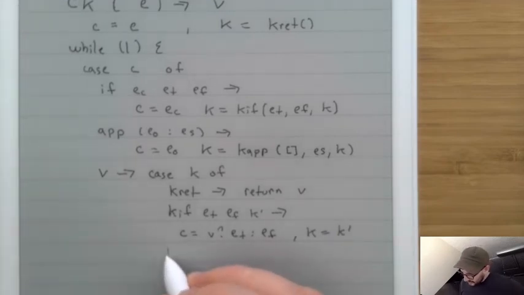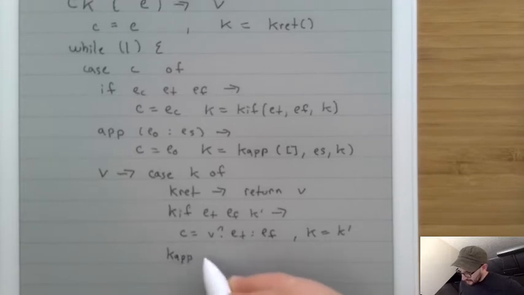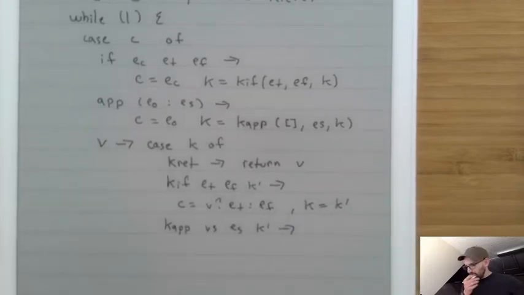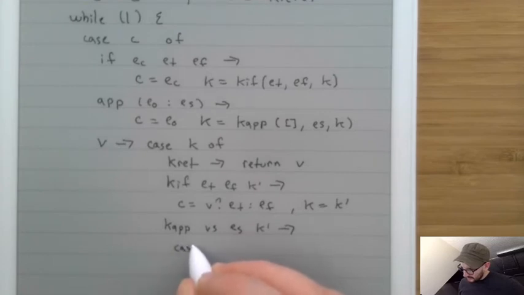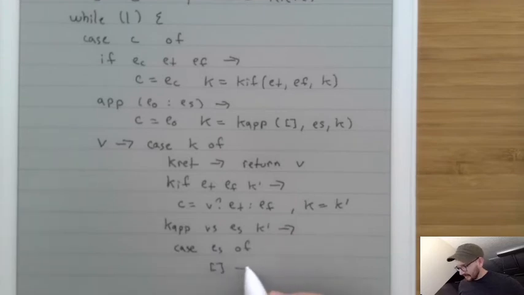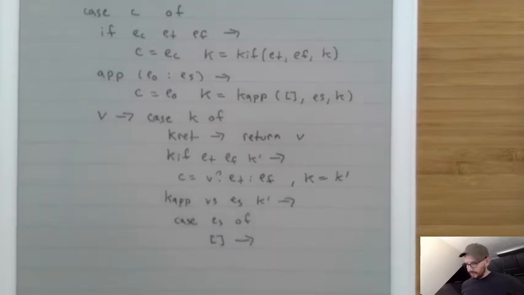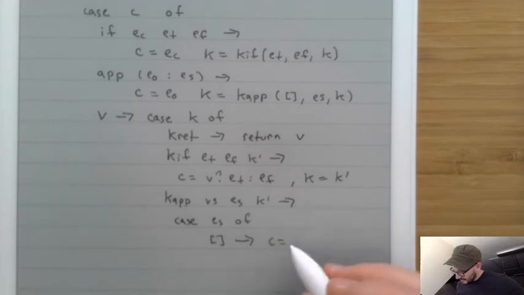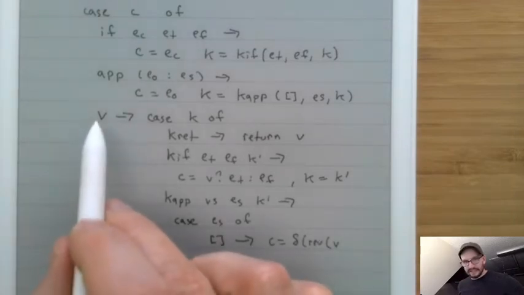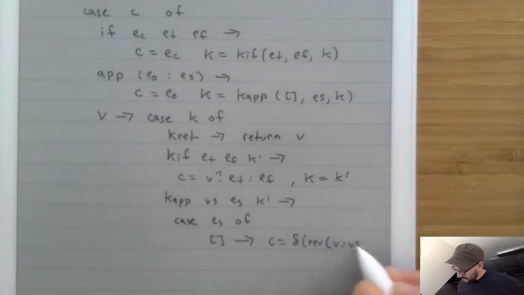Then if we got a k app, that means that we have some values, some expressions, and some inner k. What do we do in this case? We do a case on e's, and if we got an empty list, then we want to say that C equals delta of reverse of V, that's this V, put on to V's, and then K equals K prime.